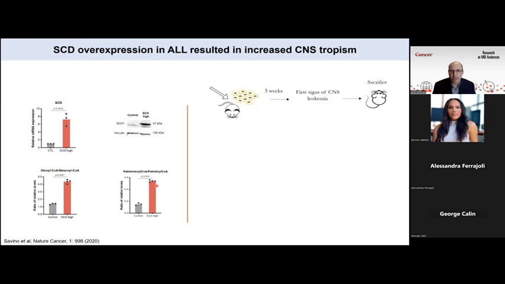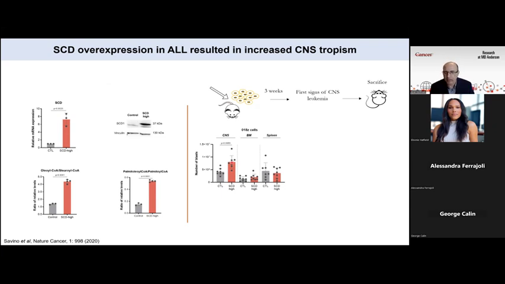Now, when we injected it into mice, we looked at the brain tropism at first sign of CNS leukemia of these mice. When we use the high tropic cells, first signs arrive at the time that all mice already have CNS leukemia based on our counts, but there is an increase even of those cells that have high tropism to the brain. There is an increase in CNS leukemia.